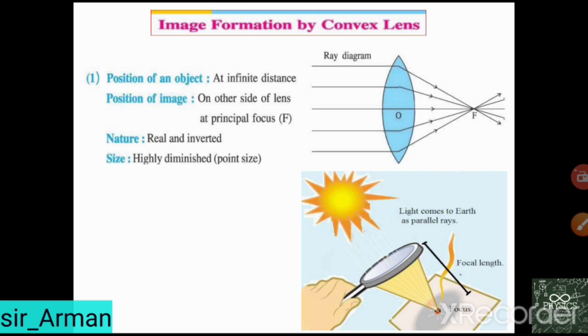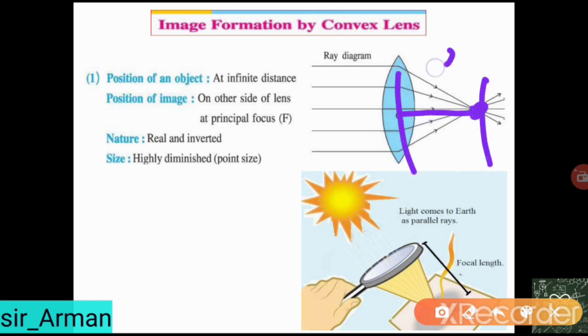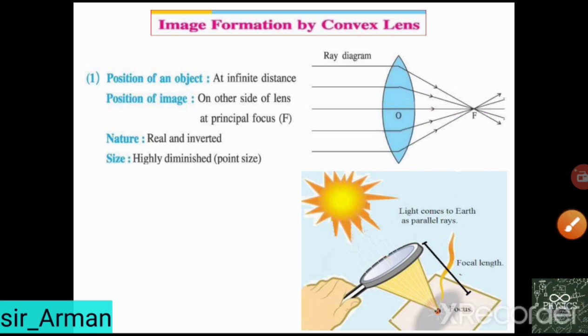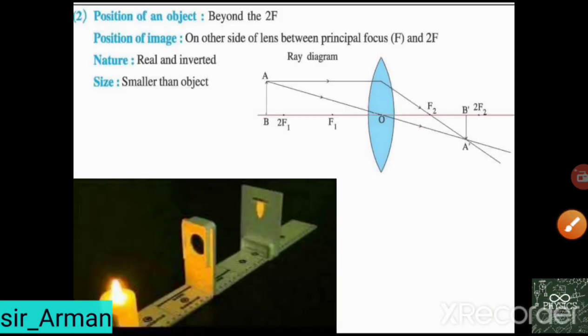We will focus the sun on the paper, the image of the sun on the paper, and suppose the image of the sun is here, right? Now you find the distance between the lens and that image, then you will get the focal length of the lens. And in comparison to the object, the size is very small, hence it is point like.